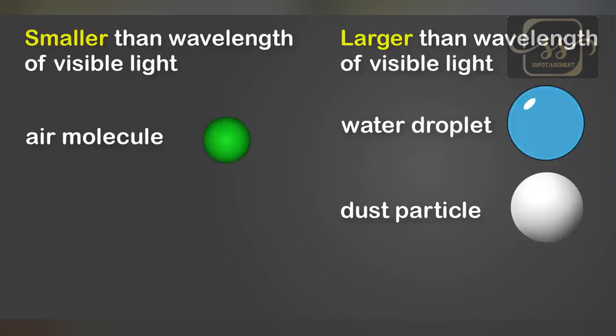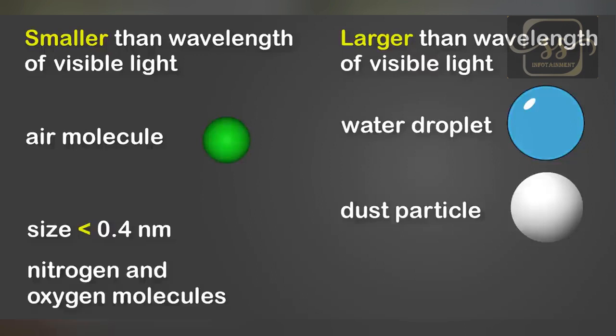The air molecules have a very tiny size. They are smaller than 0.4 nanometers or even less, because the air molecules are made up of nitrogen and oxygen molecules, and they are really tiny. So these particles are smaller than the wavelength of visible light.